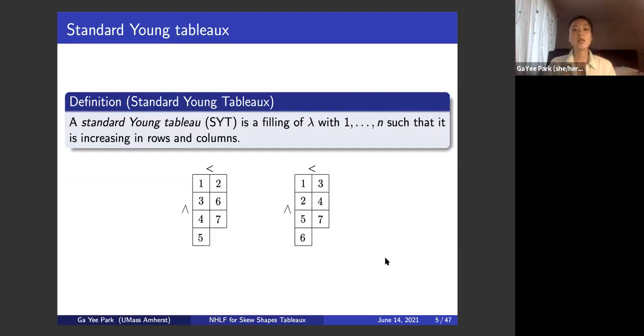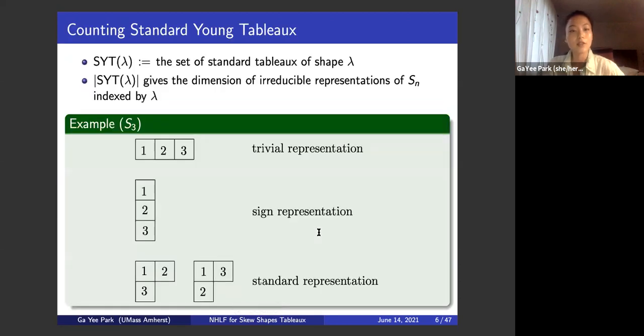And given the diagrams, we can now fill them with numbers from 1 through n so that they are increasing in rows and columns. And we call this a standard Young tableau. So for the shape 2, 2, 2, 1, we have this example of a standard Young tableau, and you can see that this is not the only way of filling this diagram, because I have another one written here. And the question is, given a fixed shape, how many standard Young tableaux are there for that particular shape? And in general, counting the number of standard Young tableaux is interesting, and one motivation is that it gives the dimension of an irreducible representation of the symmetric group S_n.